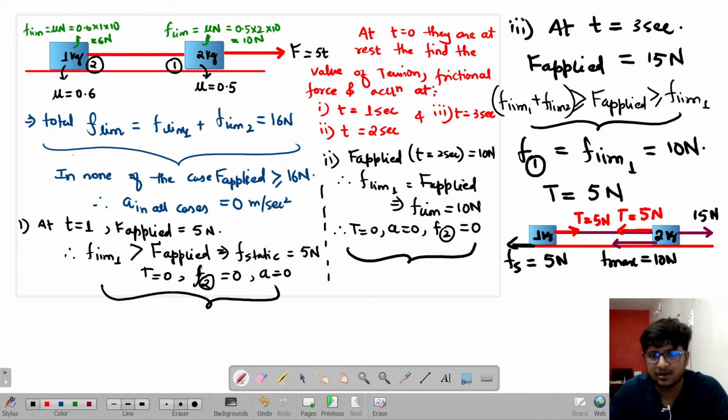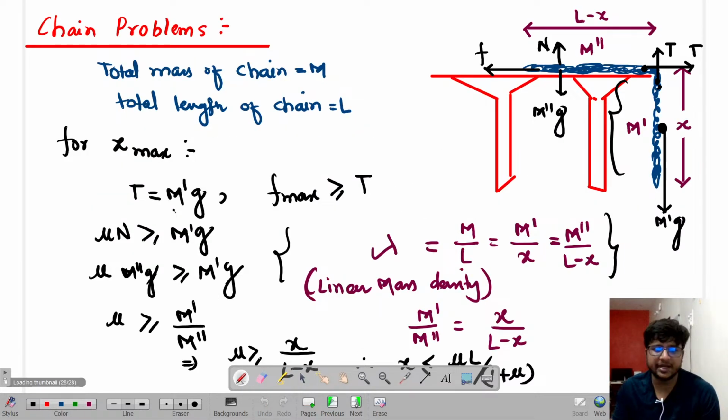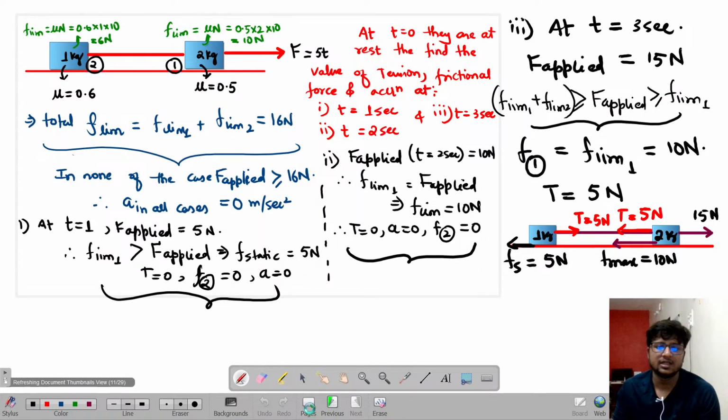Did you understand? So when there is a combined system, I have to look for all the types of forces present over there. Is that clear or not? Okay, I have to check for each and every case what is happening. Okay, I'll take one more combined case. So this was the combined case on a horizontal plane. Let's take a combined case.